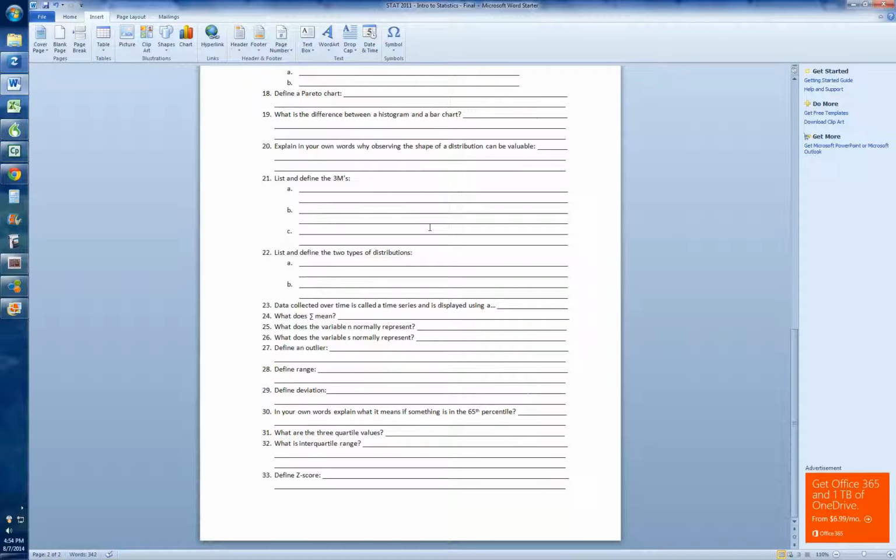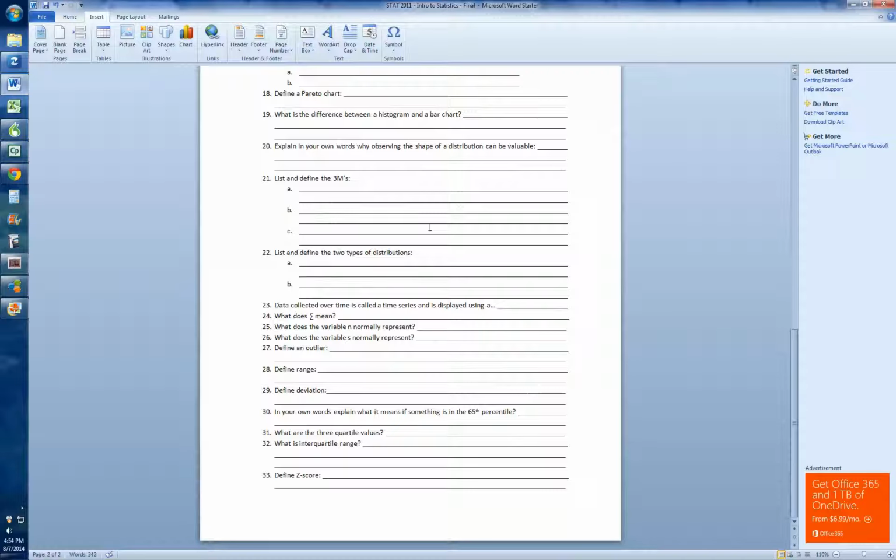Okay. Number 29, define deviation. Deviation is the difference between the observation and the mean, right? So the mean is your average there, and the observation is whatever point you're looking at, whatever person's survey that you happen to be studying, and the deviation is how far they are from the average, right? Okay. Number 30, in your own words, explain what it means if something is in the 65th percentile. Okay, I'm going to leave that one up to you.